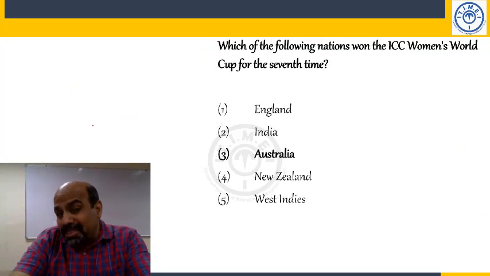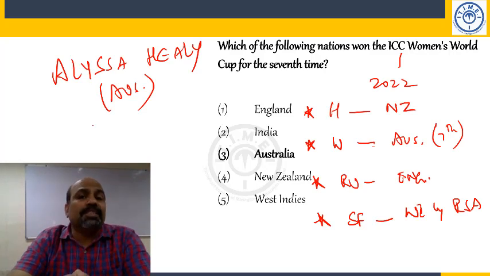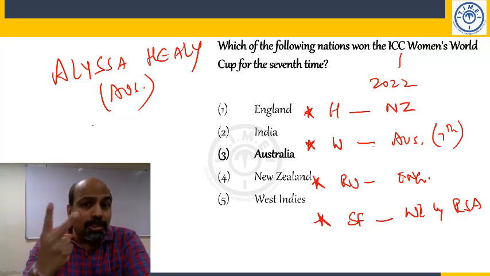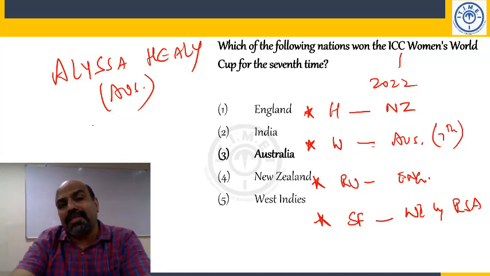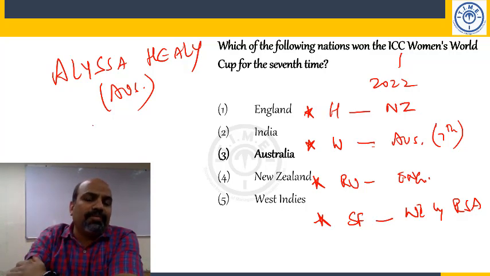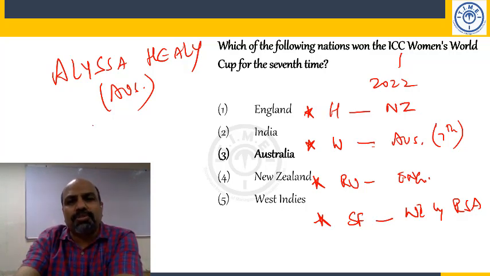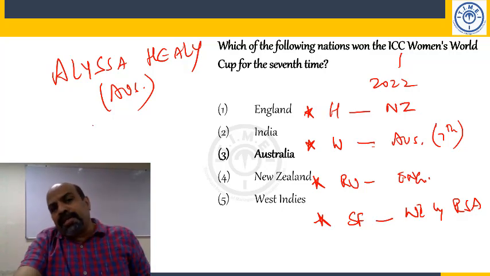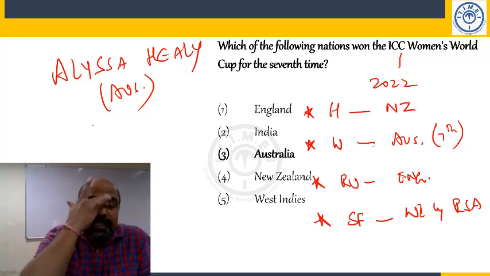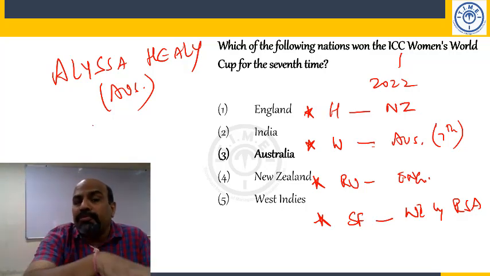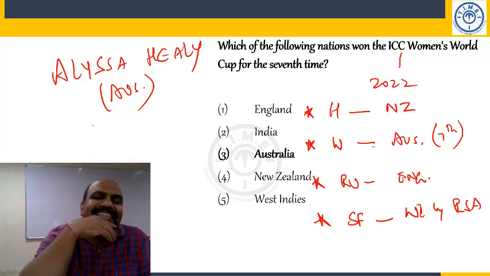By the way, do you know the first Women's Cricket World Cup was held in 1973? The first Women's Cricket World Cup was held in 1973, a full 2 years before the Men's Cricket World Cup was held. The first Men's ODI World Cup, now World Cup is Test Championship also, so we have to distinguish. The first Men's ODI World Cup was held in 1975, but the Women's World Cup took place 2 years before the Men's World Cup.